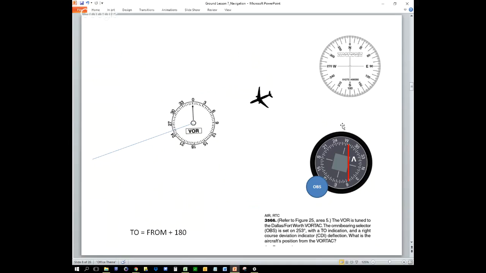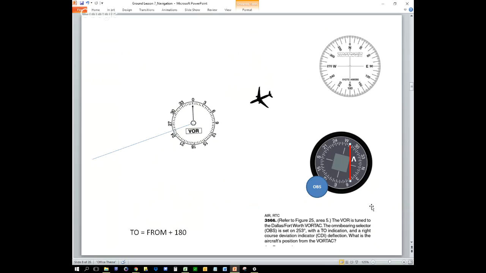So I've got that set up here. You can see 253 is generally straight ahead. And you've got a TO indication, so there's my TO flag, and a right course deviation indicator deflection. So my CDI is right of center over here. What is the aircraft's position relative to the VORTAC?